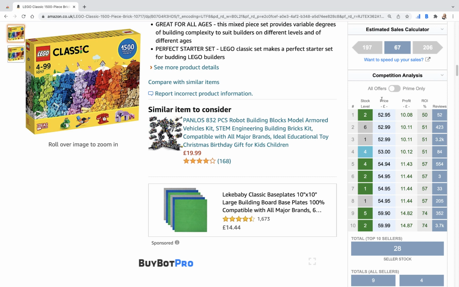So let's talk through it. Okay, so what this is telling you is this is the seller number. The number at the top has usually got the buy box. And then if you hover over, it will tell you the name of the seller that's got that product. And you can see that it's green. That means it's an FBA seller.